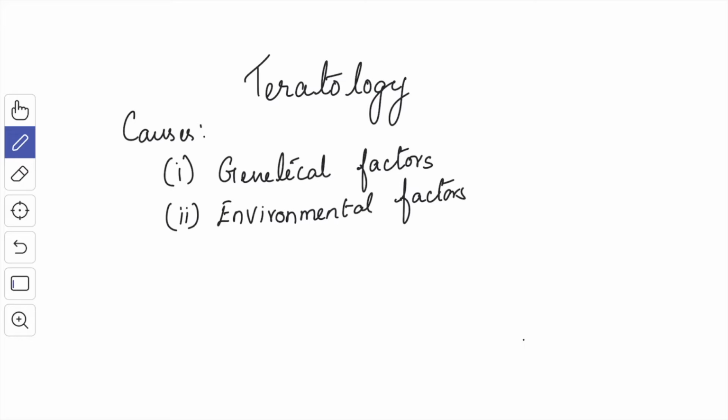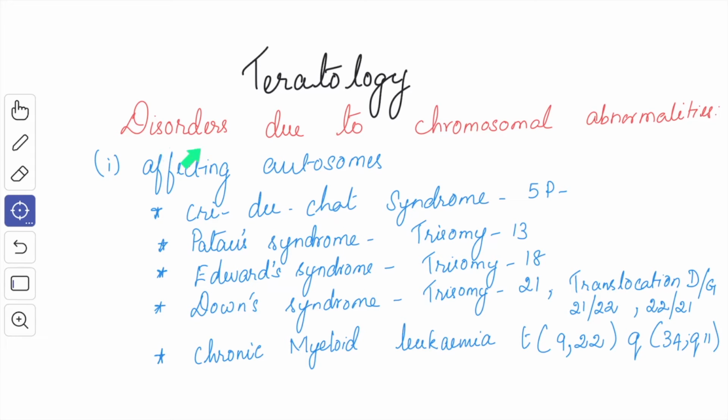The genetical factors include the disorders due to the chromosomal abnormalities and the disorders due to the mutation of the gene. Next, we'll see the disorders due to the chromosomal abnormalities which affect the autosome. So, you have the condition called Cri-du-Chat syndrome, which is due to 5p minus, that is, p is the short arm of the chromosome 5 and minus is deletion. So deletion of the short arm of the 5th chromosome leads to Cri-du-Chat syndrome.